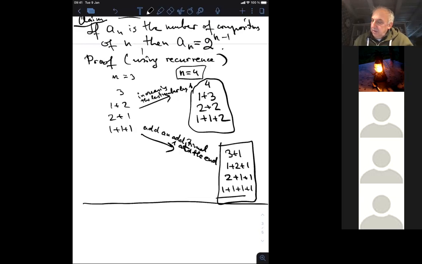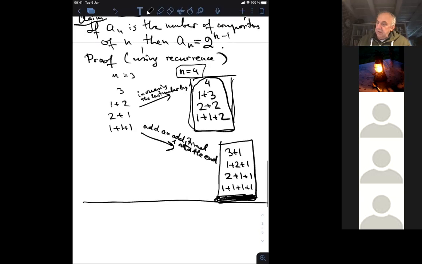Here, with the recipe number 2, we'll be getting all compositions of the next number where the last entry is 1. And here, with our first recipe, the last entry will never be 1. It will be strictly bigger than 1. So those things will be disjoint.